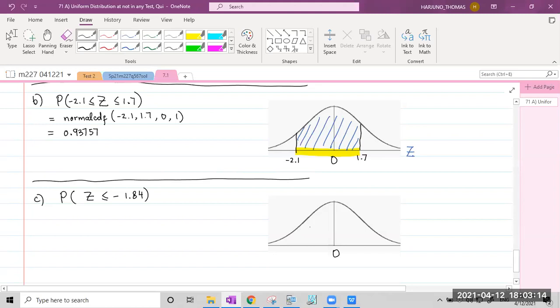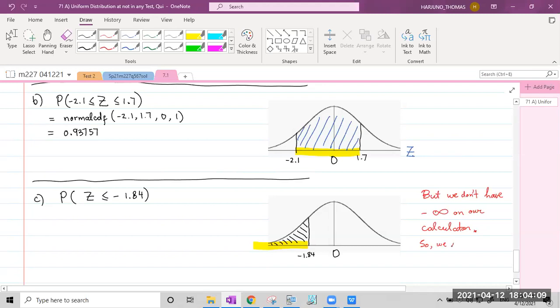Now, Z is to the left of negative 1.84. So if I have negative 1.84, I need something to the left of that, which means my interval is from negative infinity to negative 1.84. The problem is, we don't have negative infinity on our calculator.